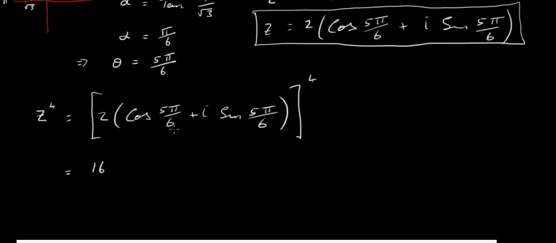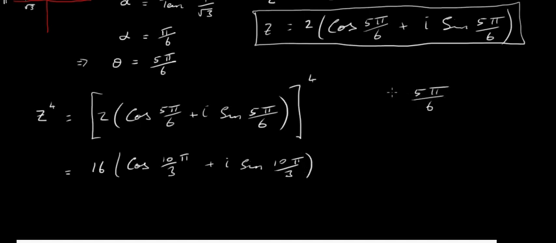Now we've got to raise this to the power of 4 as well, but using de Moivre's theorem it just means you multiply the angle by the power, or you can drop this number in front of the angle and multiply. So it's going to be cos 10 pi over 3 plus i sine 10 pi over 3. Because if you take your 5 pi over 6 and multiply it by 4, you'll get 20 pi over 6, which is just 10 pi over 3. So that's where I get this 10 pi over 3.